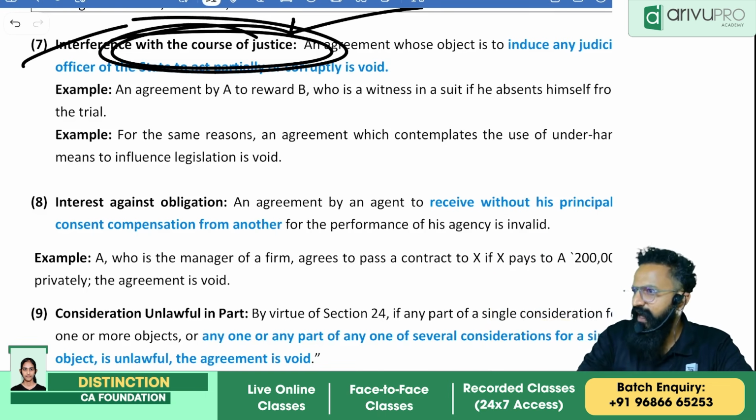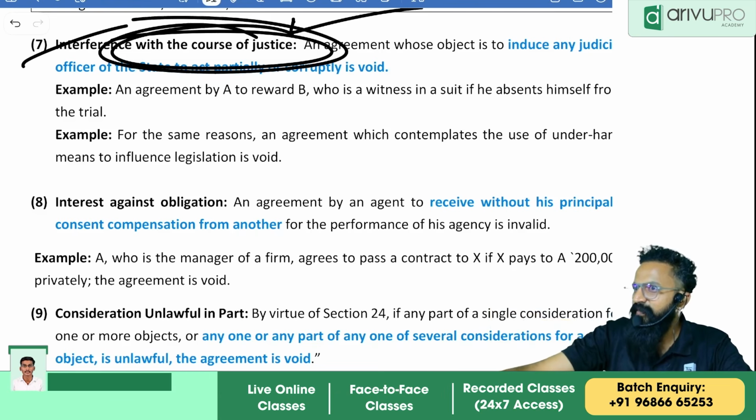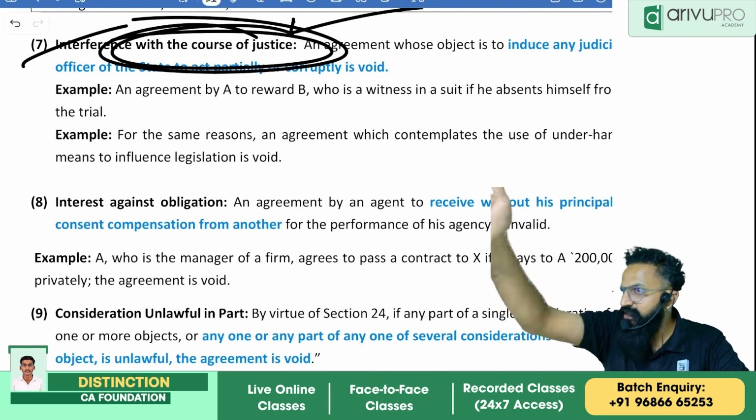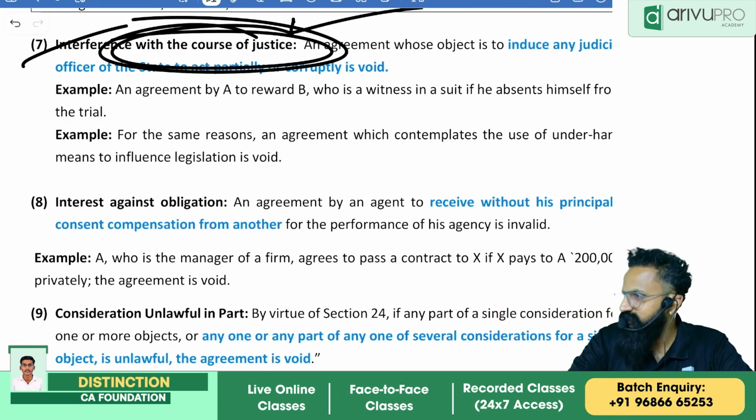What do I mean by that? I bribe any judicial officer. I bribe the witness. I bribe the lawyer. I bribe the judge. You cannot stop the prosecution. You cannot stop a case.